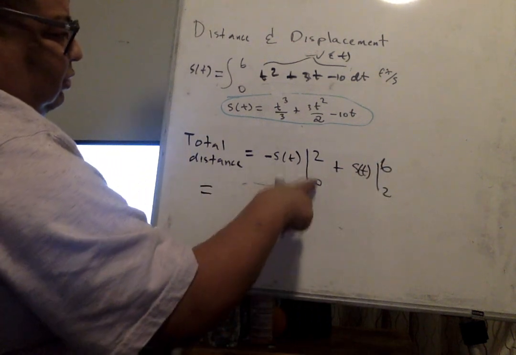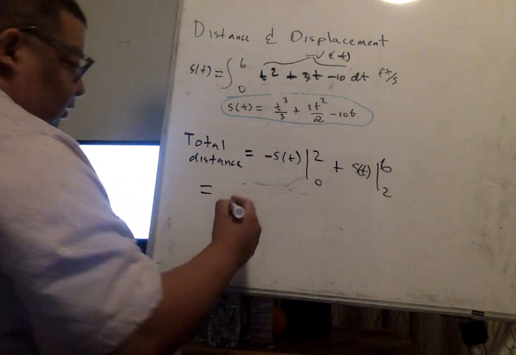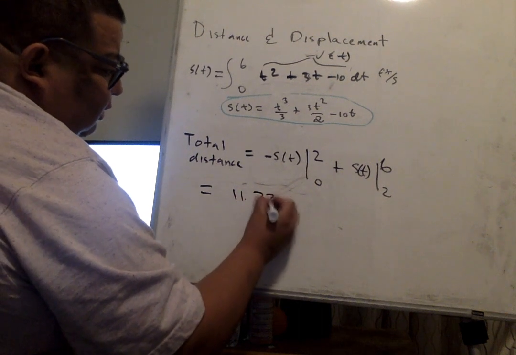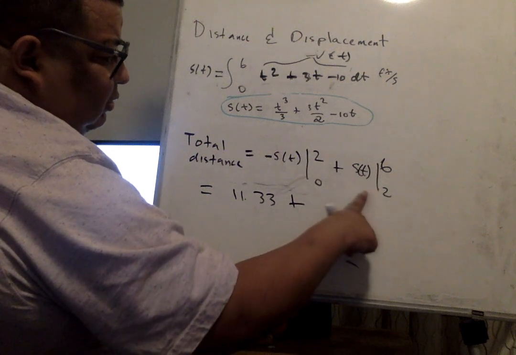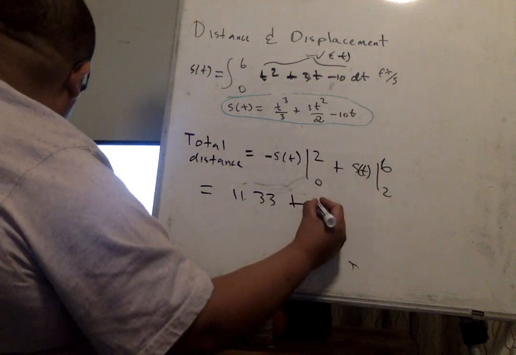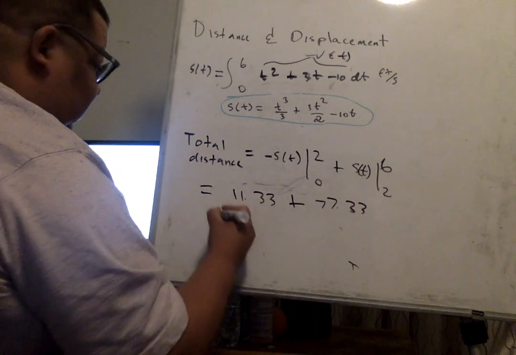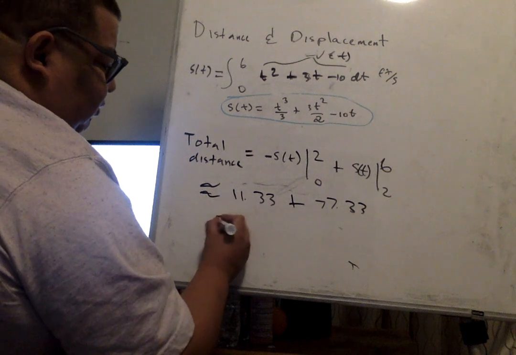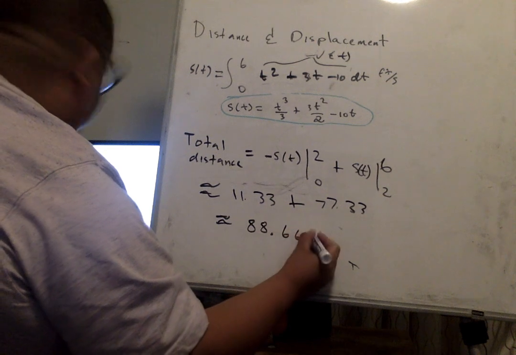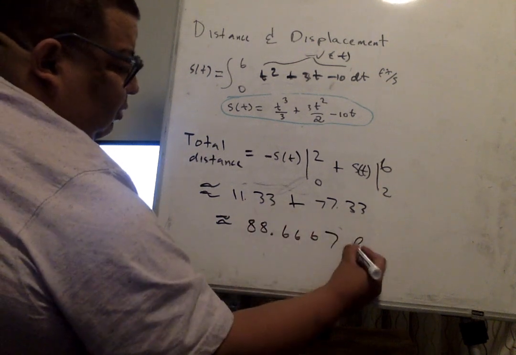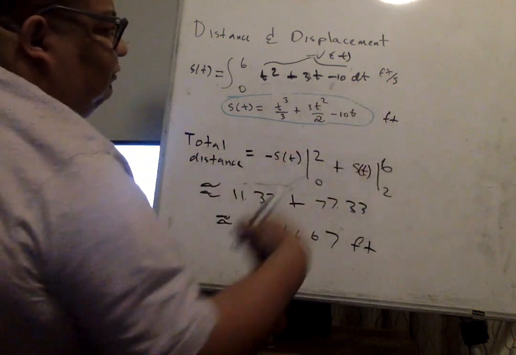So when you plug in 0 to 2 here, it's going to give you 11.33, and then plus, if you plug in 2 to 6, it's going to give you 77.33, and this is approximate. So now this is approximate. It's going to give you 88.6667. Remember, this is in feet, so your position is in feet, and your velocity is in feet per second.